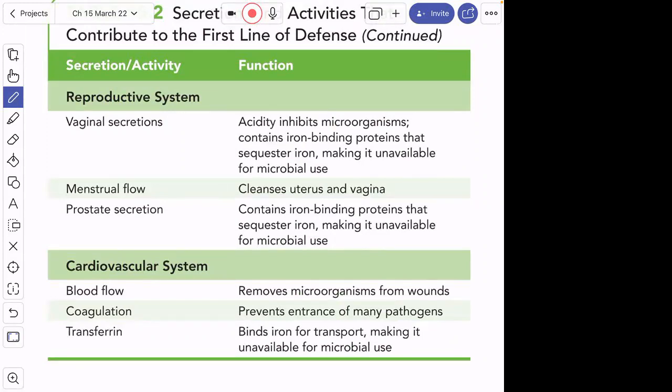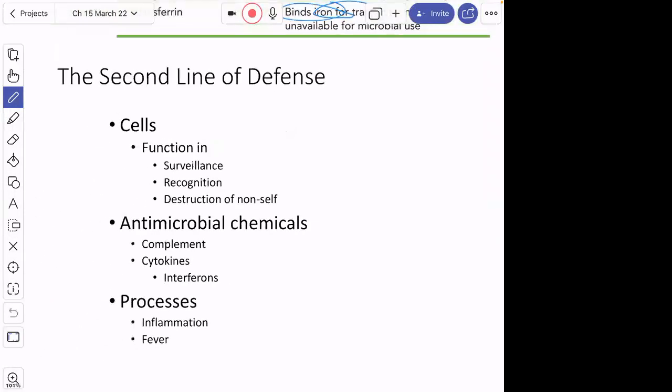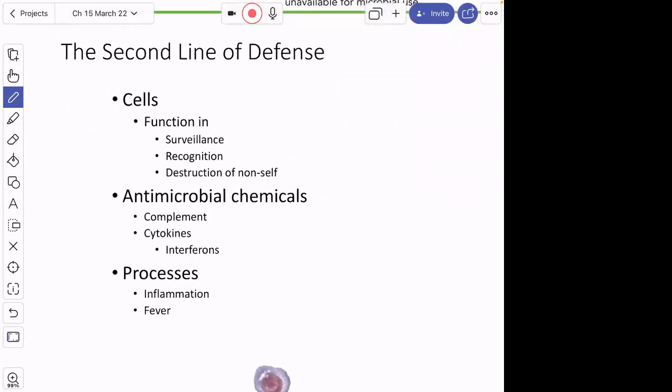All right, same thing with flowing blood. If you get a cut, it's probably a good idea just to let it bleed a little bit, to help wash that cut out. And again, you see these iron binding proteins, binds iron. It's a recurring theme that you see. All right, so that's pretty much it for our first line of defense and our innate immunity.